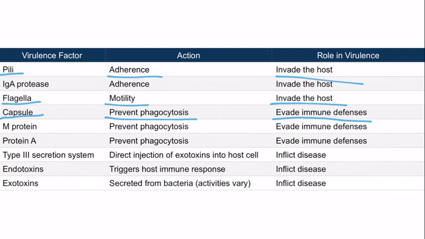The remainder of the lecture will be focused on the details of these other items that were not previously covered. For example, IgA protease, M protein, protein A, the type 3 secretion system, endotoxins, and finally exotoxins. So let's dive into IgA protease.